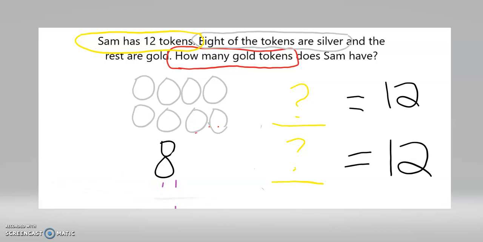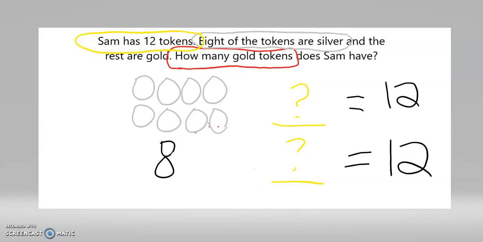Whatever strategy you decided to try, I encourage you to try a few different strategies and find the one that works best for you. We're all different learners that have different strategies. But what we should have noticed here is that we got 4 no matter how we did it, whether we did addition or subtraction. And again, that's just the nature of our fact families.